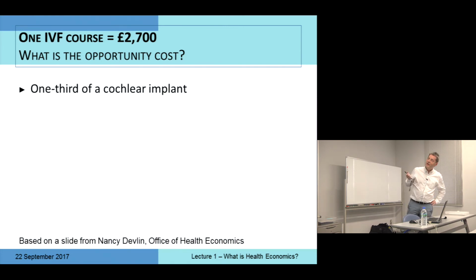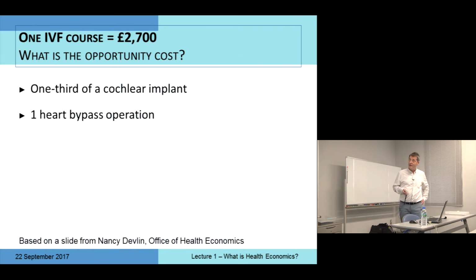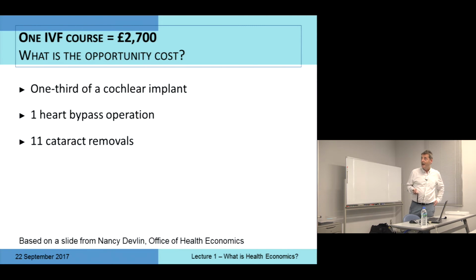And when she did this calculation, IVF, in vitro fertilization, so it's assisting couples with improving the chance of pregnancy. So for each course of IVF, you could have had 1/3 of a cochlear implant in the ear. Now obviously you don't have thirds of implants. For 3 courses of IVF, you could have had 1 cochlear implant. Or back then, it looks as if you could have 1 heart bypass operation. Quite a simple bypass graft, I think, at that cost. Or you could have 11 cataract removals. We could have 150 MMR, measles, mumps, rubella.